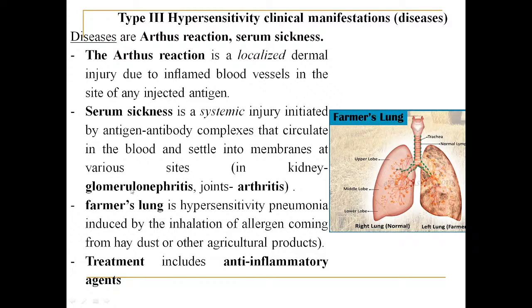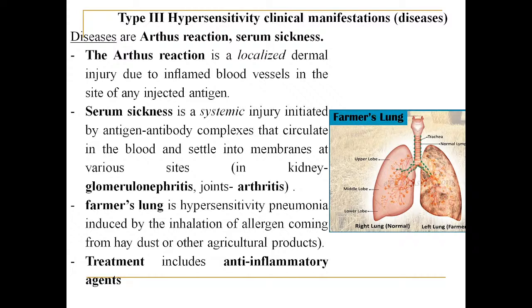Another manifestation, another disease that develops because of type 3 hypersensitivity is called farmer's lung. Farmer's lung is hypersensitivity pneumonia induced by the inhalation of allergen coming from hay dust or other agricultural products that are inhaled by the person who contacts with it very, very often. For example, farmers.